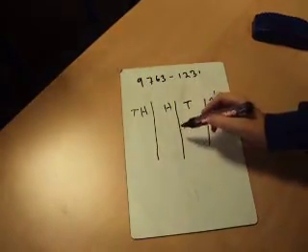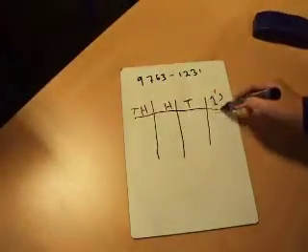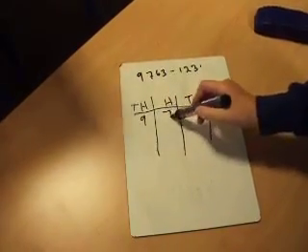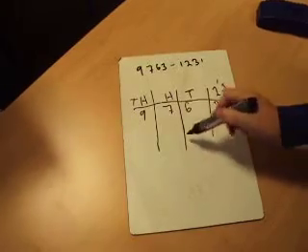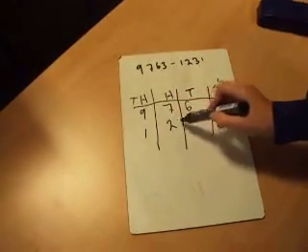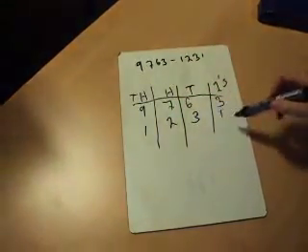First, you place 9,763 from left to right in the column. Next, you place 1,231 in the same way.